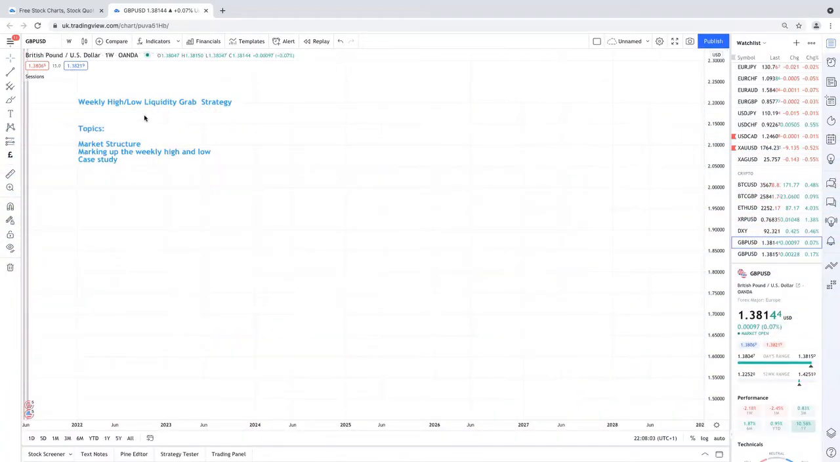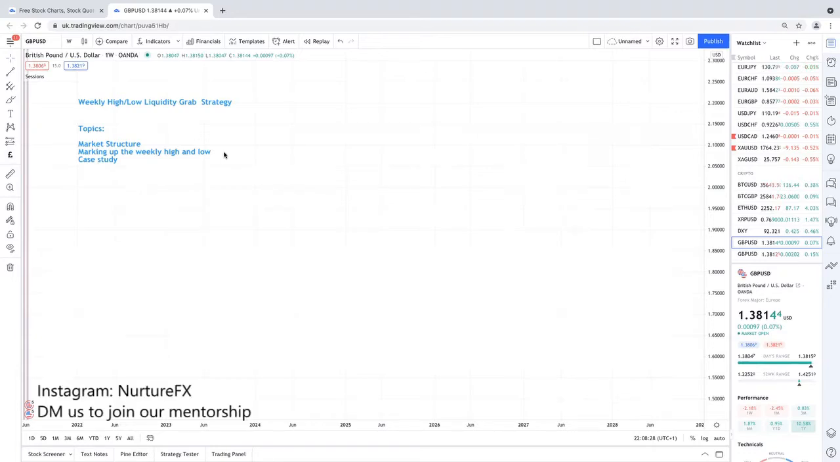Okay, so today we're going to be talking about the weekly high or low liquidity grab strategy. And the topics we're going to cover, firstly, our market structure, marking up the weekly high and low, and a case study. This happens over and over again, so there's been many case studies. We'll go over one today, just to keep it short and sweet.